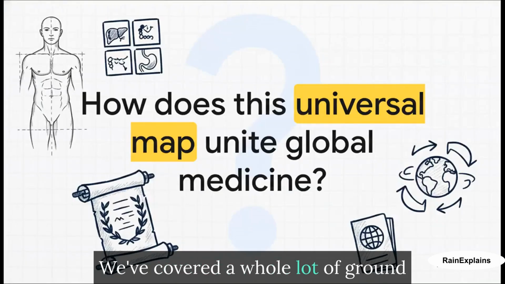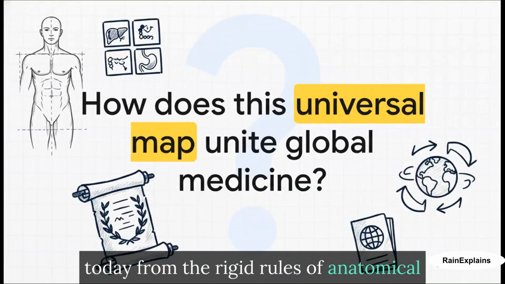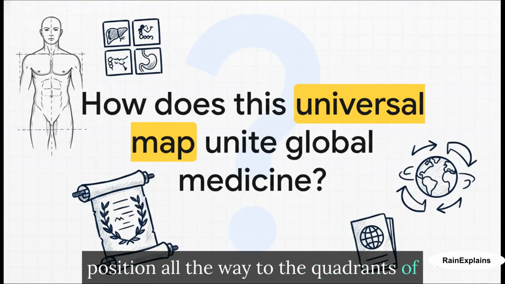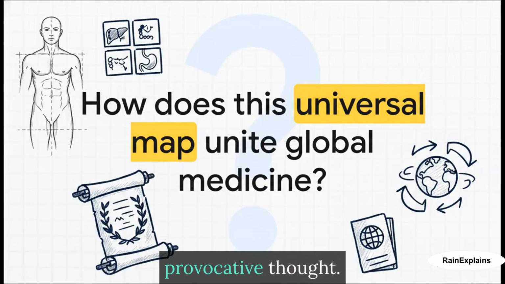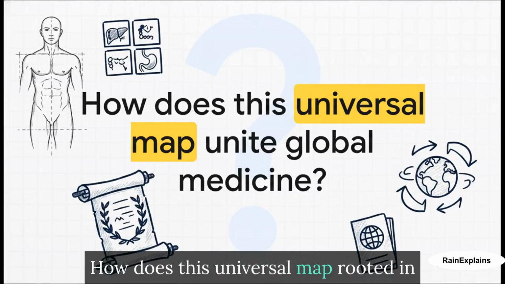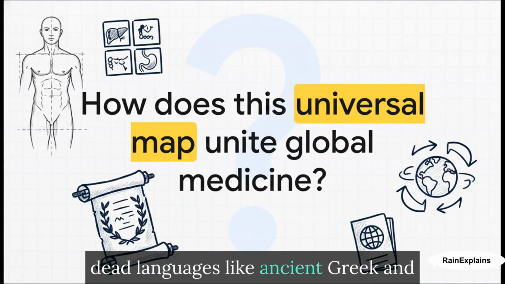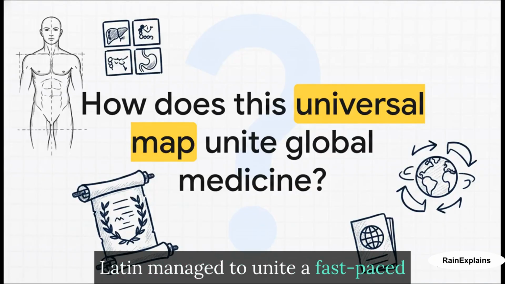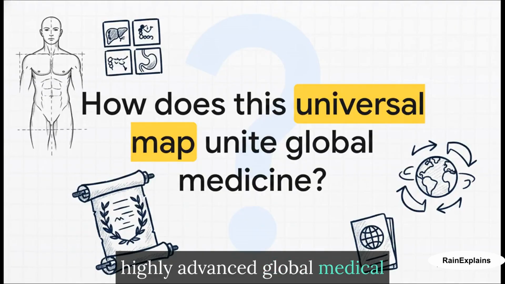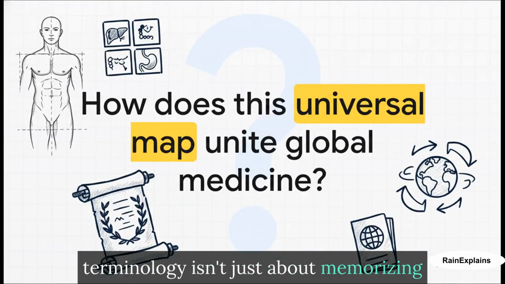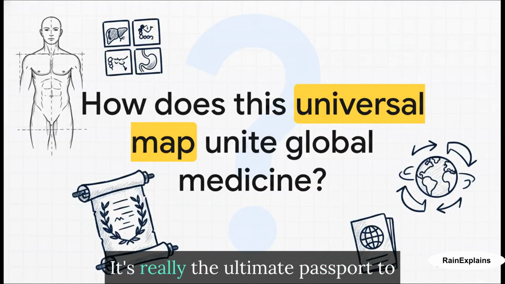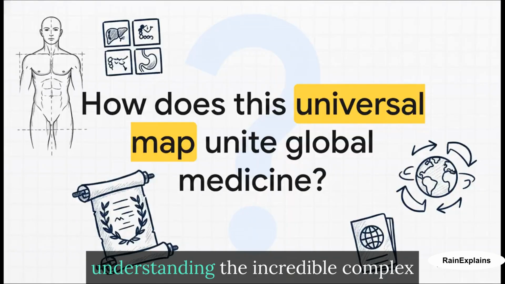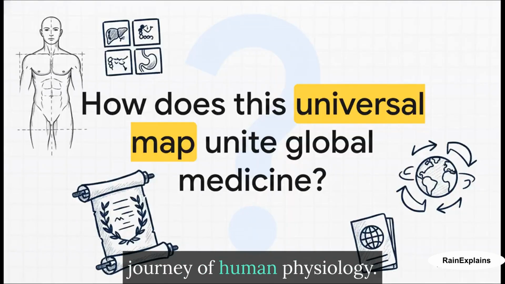We've covered a whole lot of ground today, from the rigid rules of anatomical position all the way to the quadrants of the abdomen. So I want to leave you with this provocative thought. How does this universal map, rooted in dead languages like ancient Greek and Latin, manage to unite a fast-paced, highly advanced global medical community today? You see, mastering this standard terminology isn't just about memorizing a bunch of weird words. It's really the ultimate passport to understanding the incredible, complex journey of human physiology.